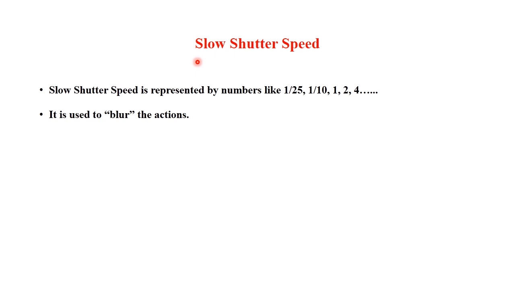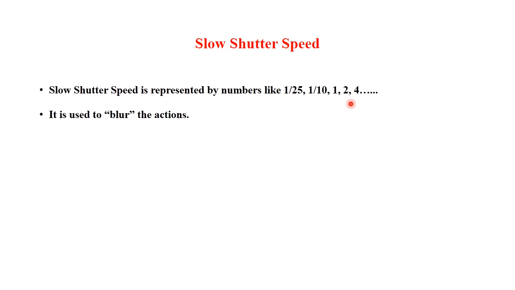Let's discuss the slow shutter speed and differentiate it from the fast shutter speed. The slow shutter speed is represented by numbers like 1 by 25th of a second, 1 by 10th of a second, 1 second, 2 seconds, 4 seconds, and the numbers just continue depending upon the nature and quality of the camera. And remember that we came to know about the normal shutter speed, that 1 by 60 is the normal shutter speed. If you decrease the number, it will be considered as the slow shutter speed. If you increase the number like 1 by 100, 1 by 400, 1 by 1000, 4000, that would be considered as the fast shutter speed.